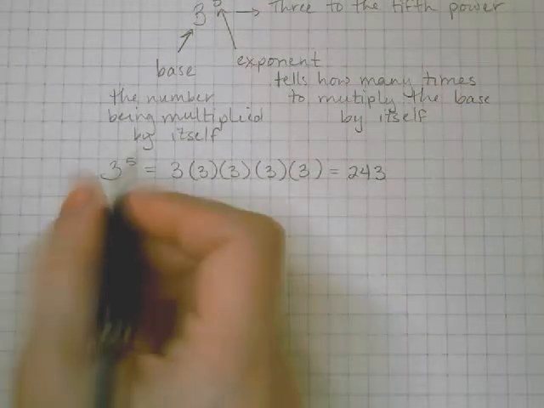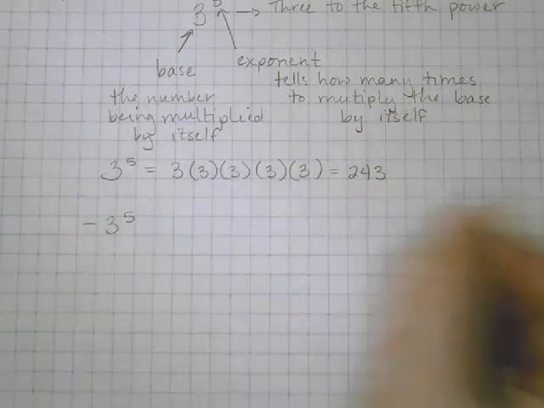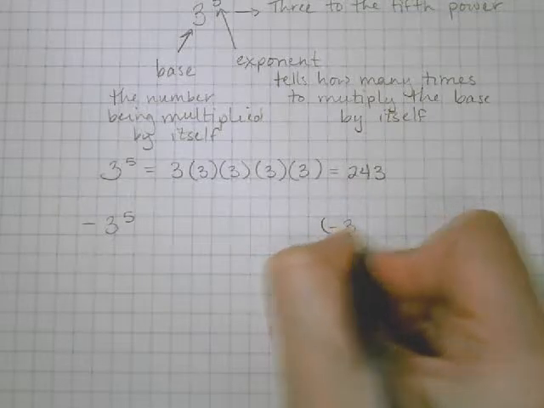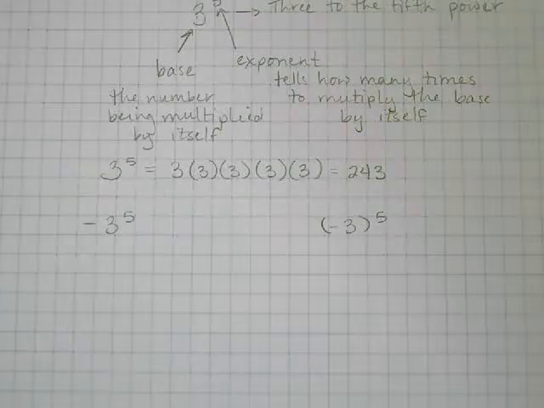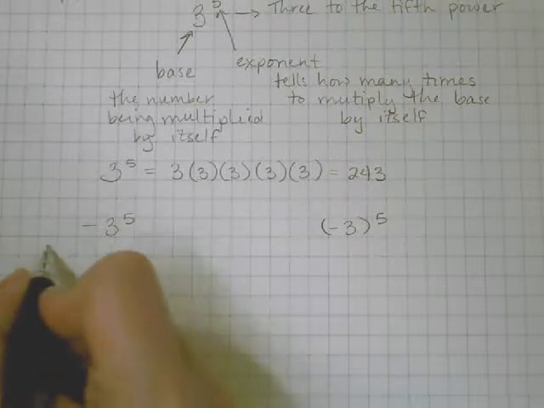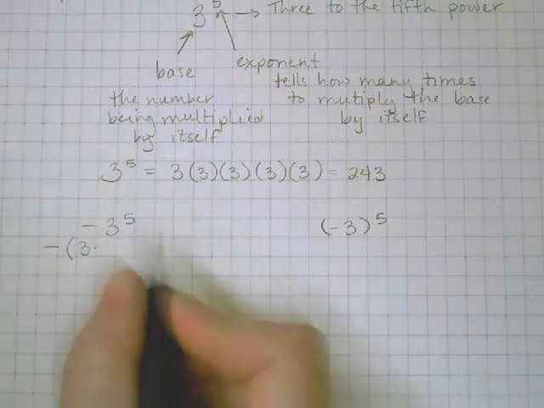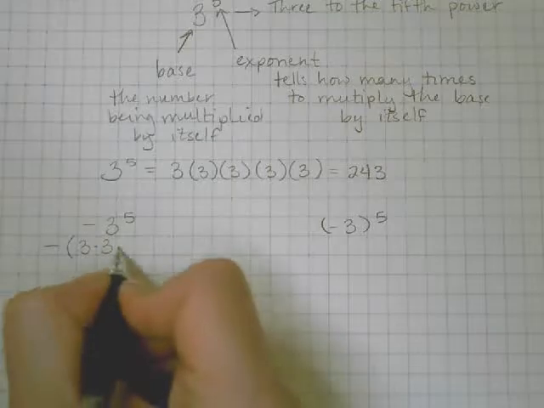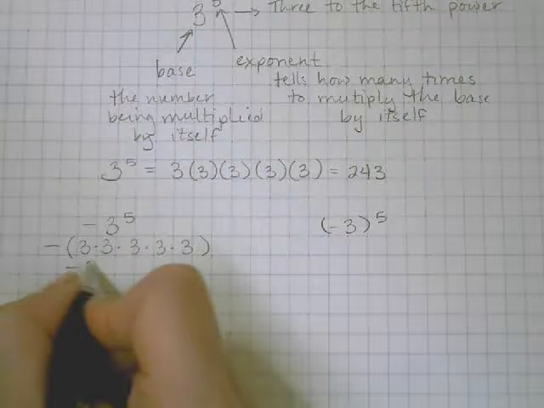Now, one thing that you need to be careful about, of course, as always, are negatives. So negative 3 to the 5th power and quantity negative 3 to the 5th power are two different things. We'll go to a different example shortly. So negative 3 to the 5th power means negative, and I'm going to use the dot because I'm already using parentheses, 3 times 3 times 3 times 3 times 3. So this would be negative 243.